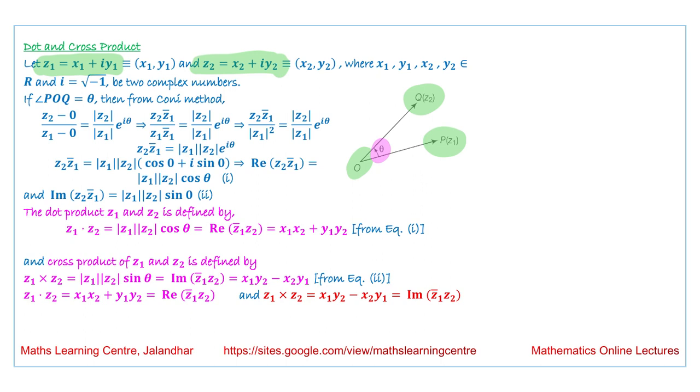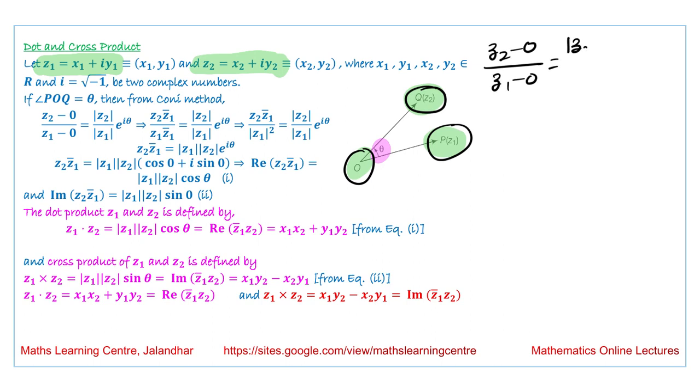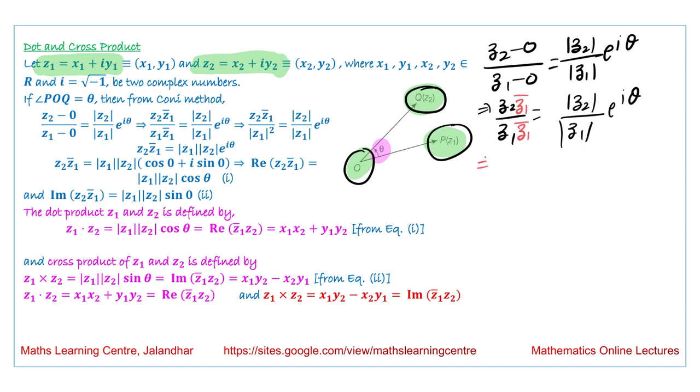Then we have (z2 minus 0) over (z1 minus 0), that is equal to mod of z2 by mod of z1 e raised to the power iota theta. So this implies that z2 by z1 is equal to mod of z2 by mod of z1 e raised to the power iota theta. If we multiply both sides of the equation by z1 bar, that is z1 conjugate, this implies z2 z1 conjugate is equal to, this term will become mod of z1 square, so this will be mod z1 mod z2 into cos theta plus iota sin theta.